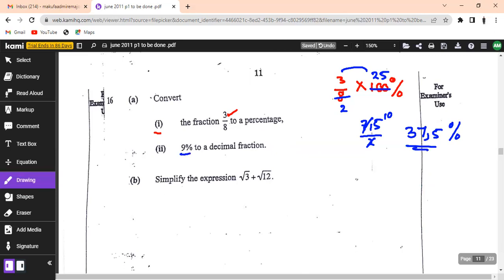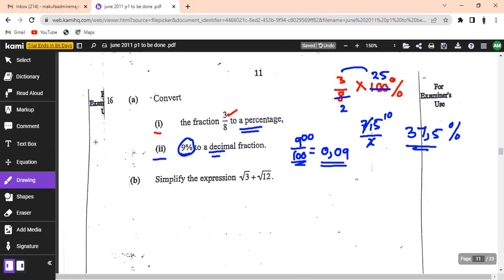Then 9% as a decimal fraction. So remember, for us to express as a percentage, you multiply it by 100%. So to remove the percentage, you divide by 100%. So it's just going to be 9 over 100. That's it. But now they're saying as a decimal fraction. Okay, so you have to express this as a decimal. That's 100 into 9, which is 0, comma, into 90, that's 0, into 900, that is 9. So you express it now as a decimal. So answer the question that you're given. Don't write the way that you think, but answer the question.